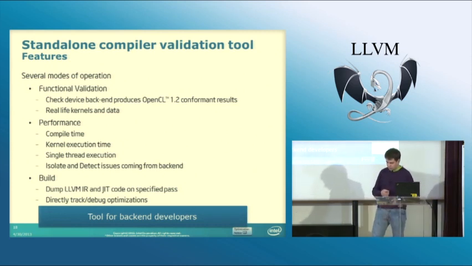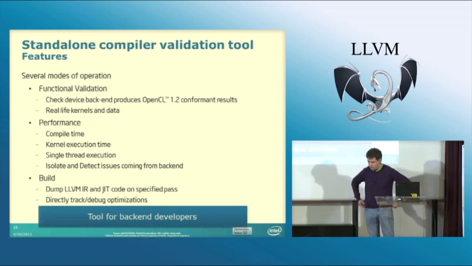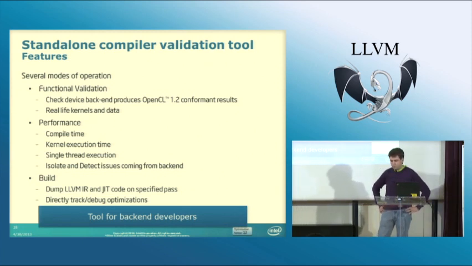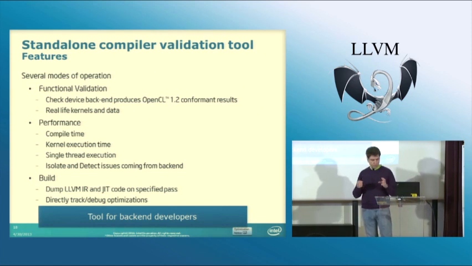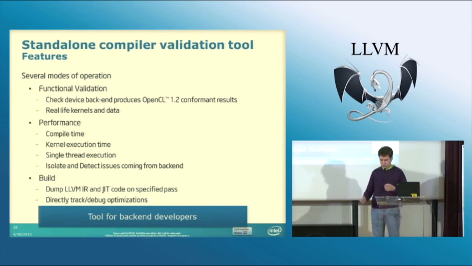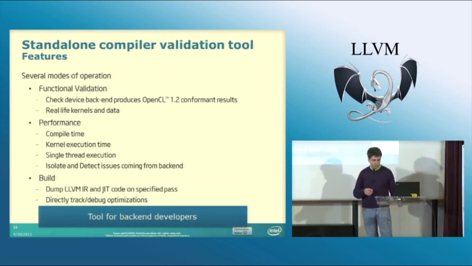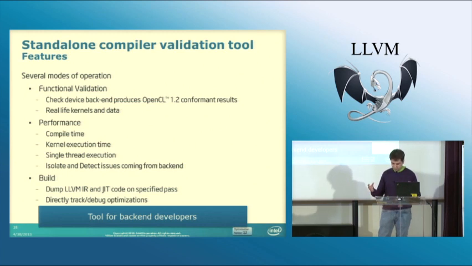This standalone utility has three basic modes of operation, which we implemented. First is functional validation. It functionally checks the device backend. It runs on some captured LLVM kernel and its data, and basically makes sure that it's compliant with the OpenCL 1.2 standard, since we have a reference engine which is supposed to be compliant. It was run on real-life kernels and data captured from them.